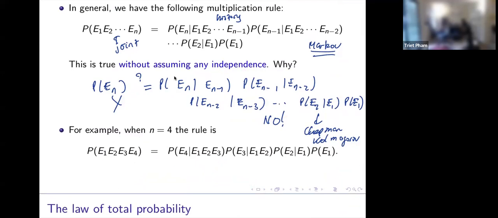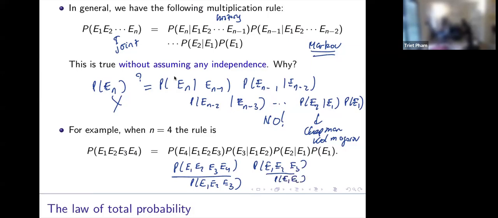So if you just use the definition, this is E1, E2, E3, E4 over E1, E2, E3. And then the next one would be E1, E2, E3 over E1, E2. And you see immediately that these two cancel. And the next one is E1, E2 over P(E1), times P(E1). And again, you see the cancellation keeps happening, which gives you, of course, that.